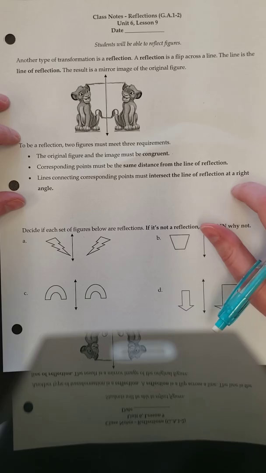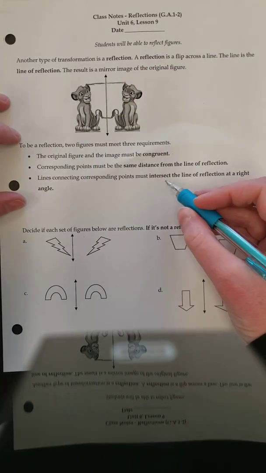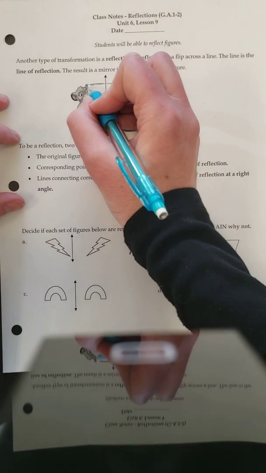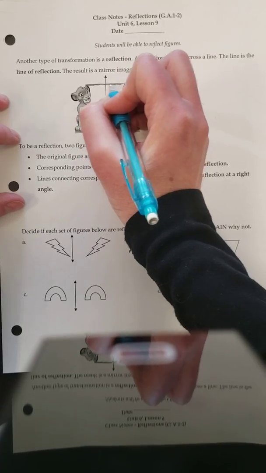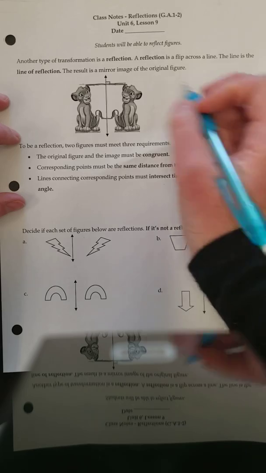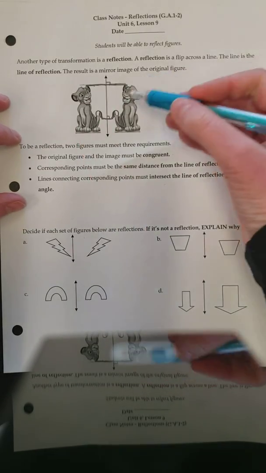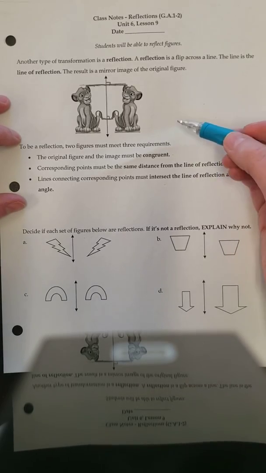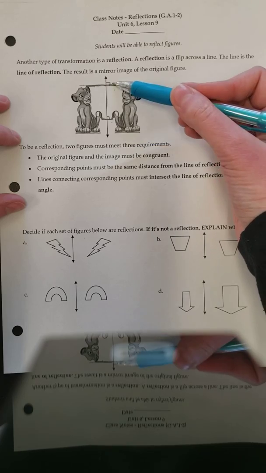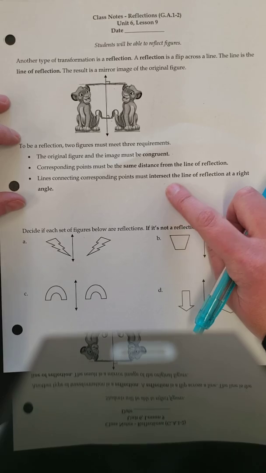And then finally, lines connecting the corresponding points, like what I just drew up here, must intersect the line of reflection at a right angle. So as I connect these corresponding points, is the line I drew 90 degrees with the line of reflection? And it is. And if I look at the tail, it is. If I did that with any other pair of corresponding points with these two Simbas, I would get lines that make 90-degree angles.